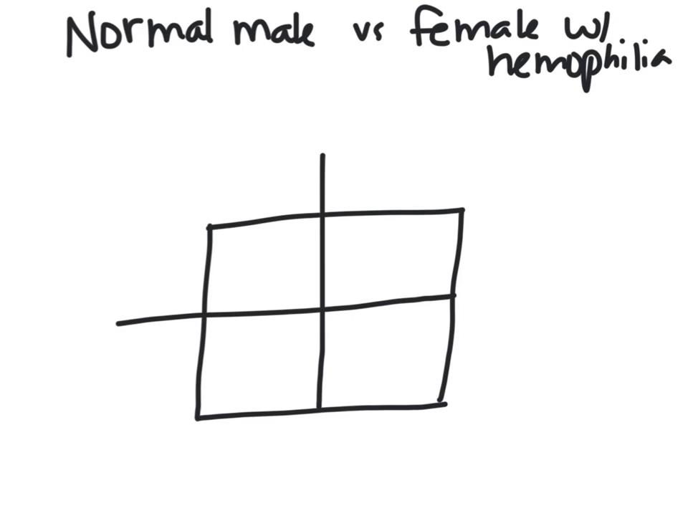All right, so now we're going to look at a normal male with a female with hemophilia. So what I'd like you to do right now is to pause the video and see if you can fill out and come up with the ratios that will happen in this particular cross. So just hit pause and do this out on your Punnett square on a piece of paper and see if you're able to come up with the right answer.